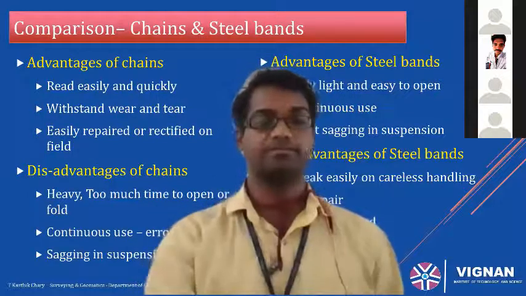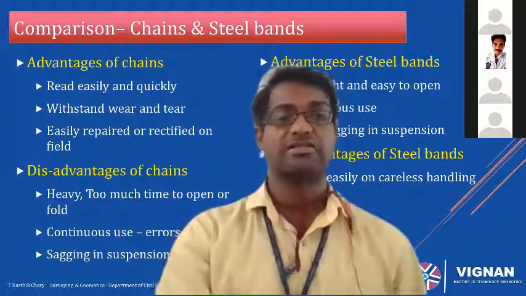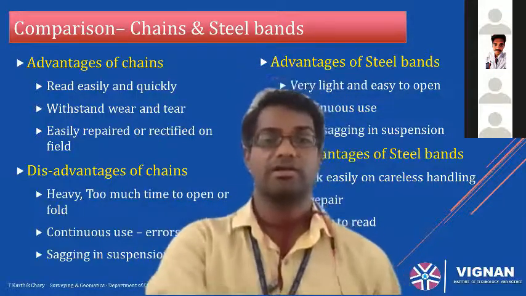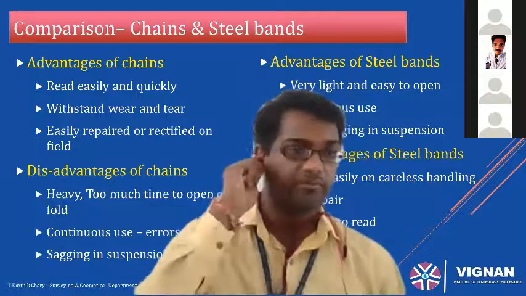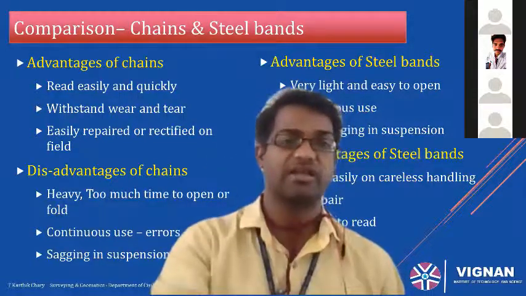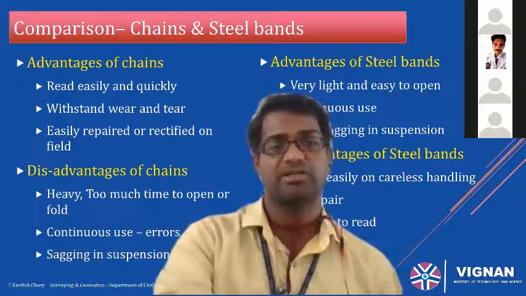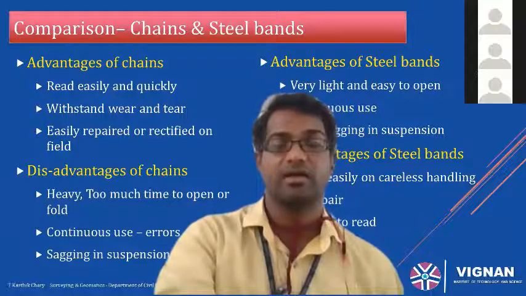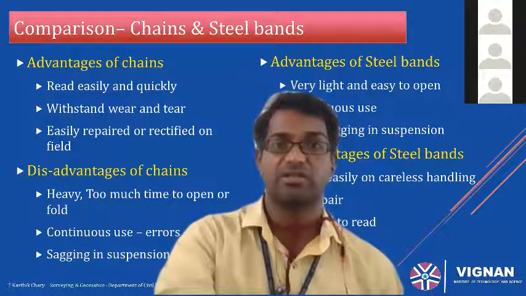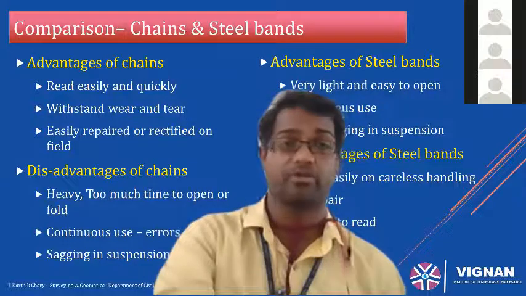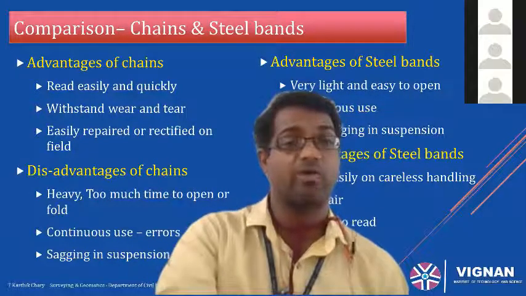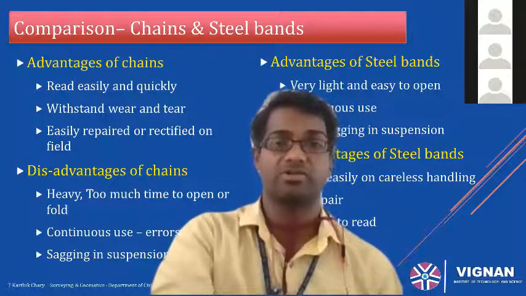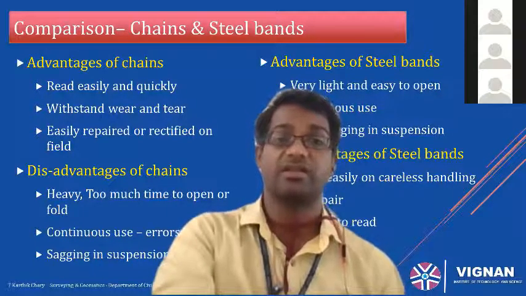Both of these are direct linear measurement instruments. When we compare them, you might have noticed that chains are very easy to read, and you can complete the measurement of lengths quickly, right? And if you have any problem on site, it can easily be rectified and repaired also. You never know how the site conditions are. You may have a problem of breaking the tape, so the chain can withstand wear and tear also.